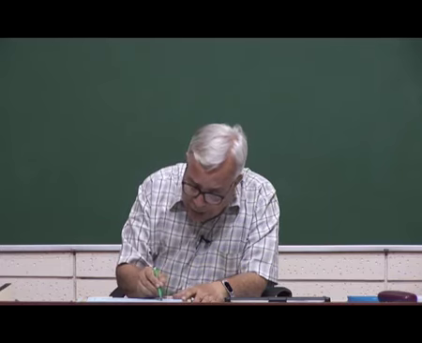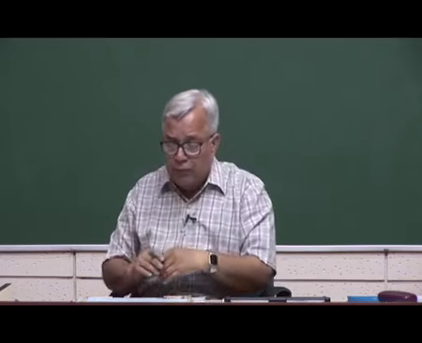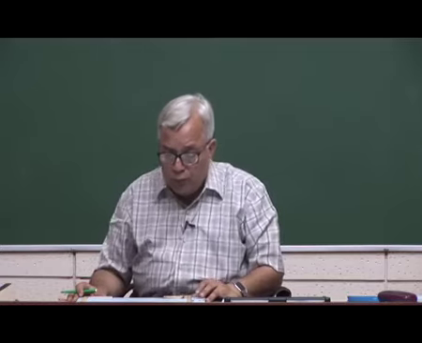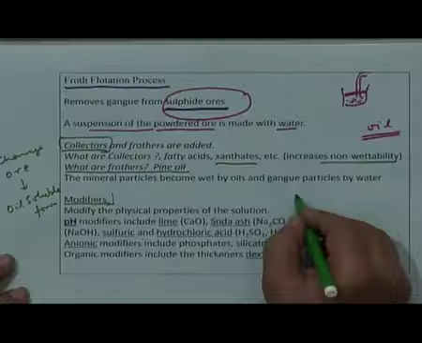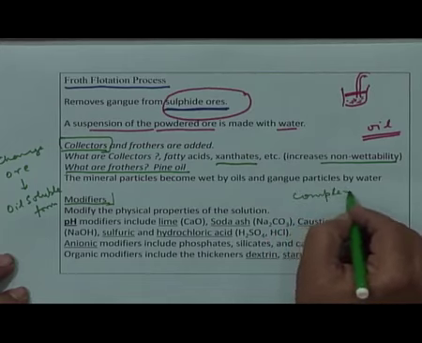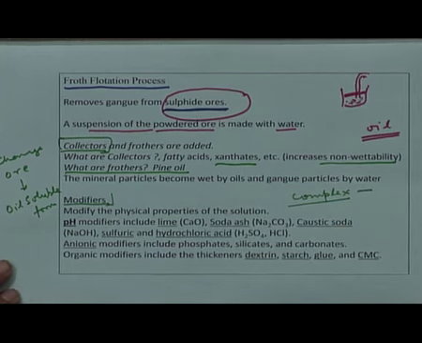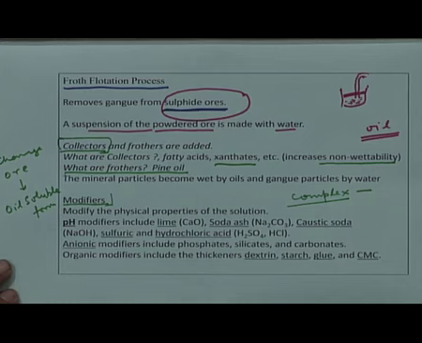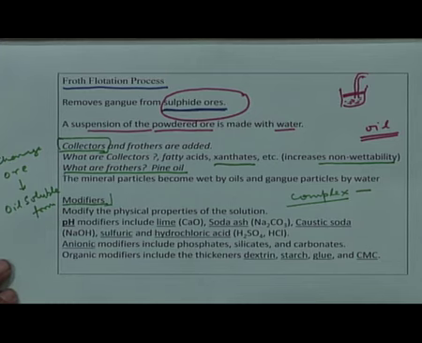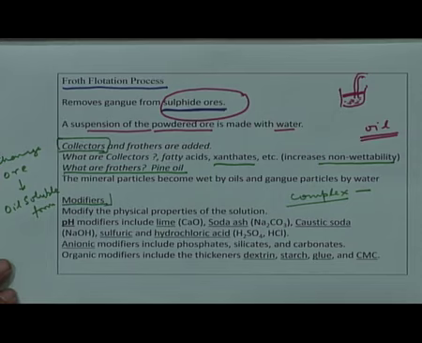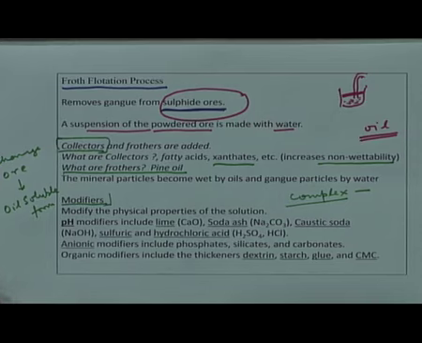Now, the modifiers are also utilized. What do these modifiers do? If you remember, a metal complex, if it is neutral, is more soluble in organic solvents. If it is ionic, it is more soluble in water. The pH of the solution can change the solubility of this ore which is encapsulated in oil in the water. So, pH can be changed.